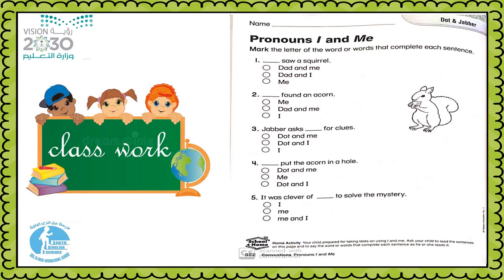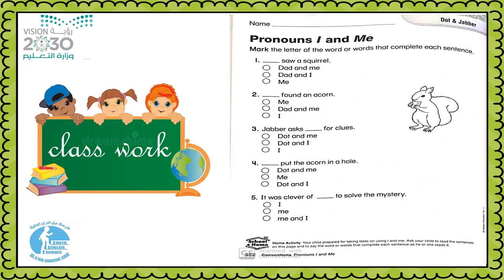Number 4. Blank put the acorn in a hole. Do you see the blank? The blank is in the beginning of the sentence, in the subject part of the sentence. How do we start? Dot and me, or Dot and I? Of course, Dot and I. We never ever start with the pronoun me. That's why we choose Dot and I. Dot and I put the acorn in a hole. Number 5.